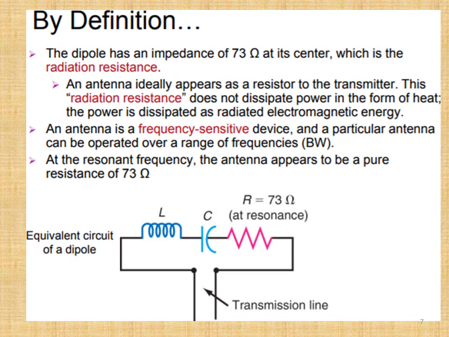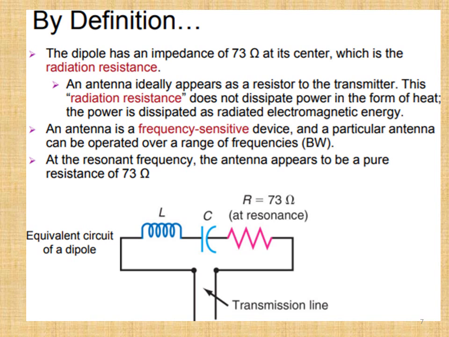As I told you, we are discussing the radiation resistance. The half-wave dipole has an impedance of 73 ohms at its center, which is called its radiation resistance. An antenna appears as a resistor to the transmitter, and it does not dissipate any heat. Now this is a resistor.